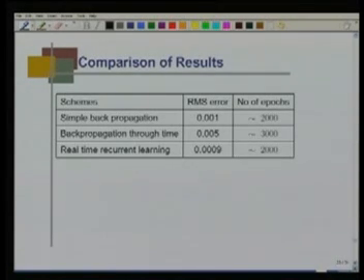So, we compared this same system, trained using simple back propagation, back propagation through time, as well as real time recurrent learning. After 2000 epochs we found simple back propagation gave 0.001 RMS error, back propagation through time gave 0.005, a little more, whereas real time recurrent learning gave 0.0009. So, you see that the dynamic network does better; it captures the dynamics better.